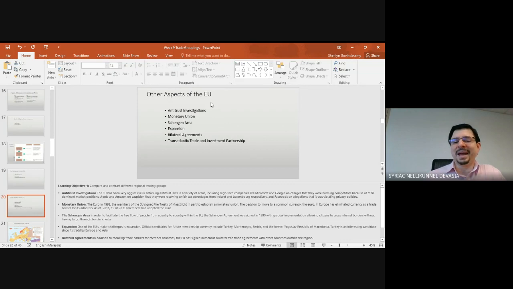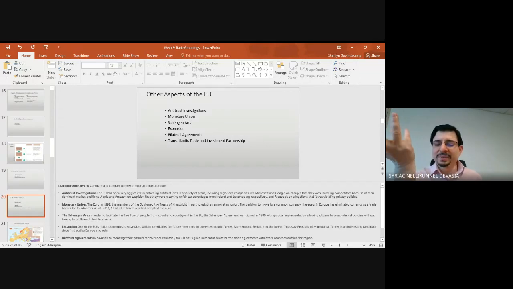What are the other areas that come under the purview of European Union? This could be the antitrust investigations. They enforce antitrust laws in a very aggressive way, including against high-tech companies like Microsoft and Google. If you remember, just last year or early this year, Google was fined a huge sum of money. Even Microsoft was fined a huge sum of money on antitrust, and also based on the Competition Act.